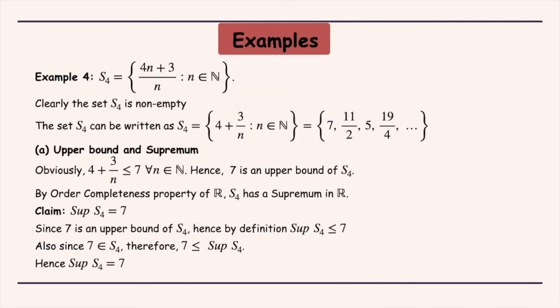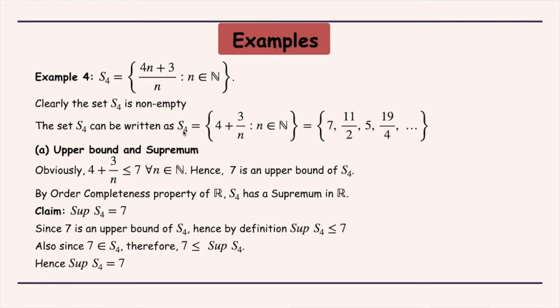Now let's move on to the last example here. In this example I am going to take the set S4 which contains all such ratios (4n + 3) divided by n, where n is any natural number. So we are going to find out whether this set has a supremum and an infimum, and if it has, then what are those numbers. Here we can clearly see that this set S4 is non-empty. Why? Because it contains all such ratios for all natural numbers, so definitely it has at least one element in it, which is for n equal to 1. So this set is definitely non-empty.